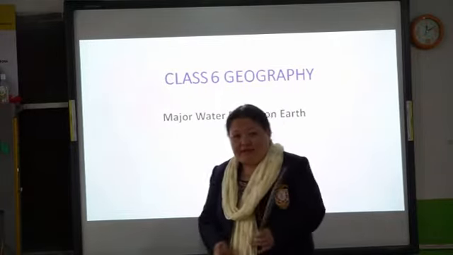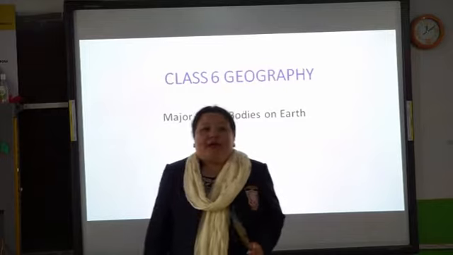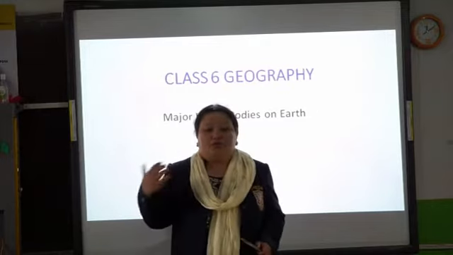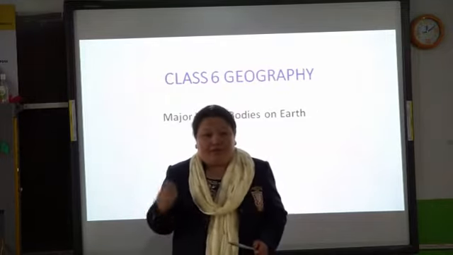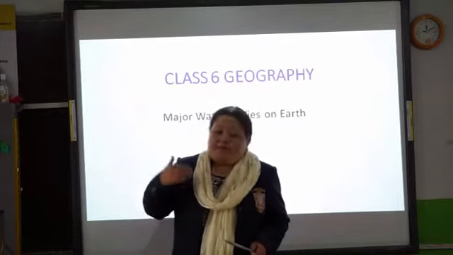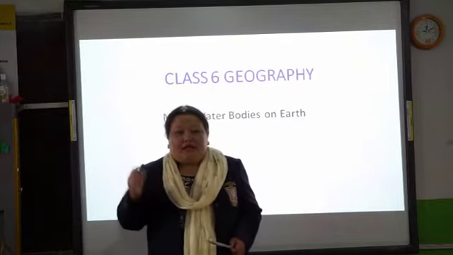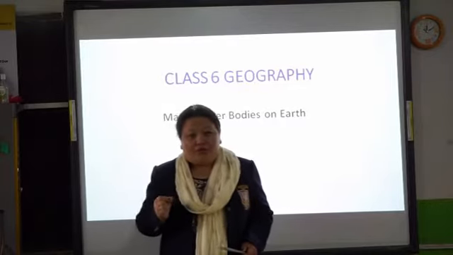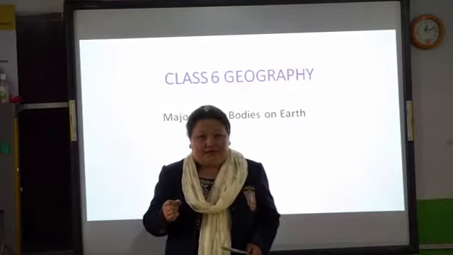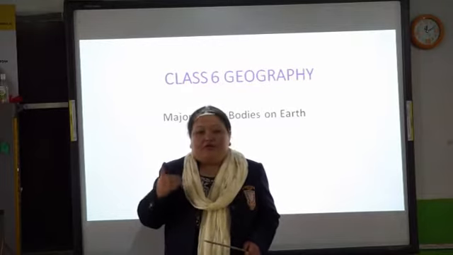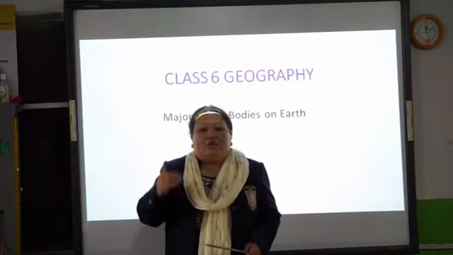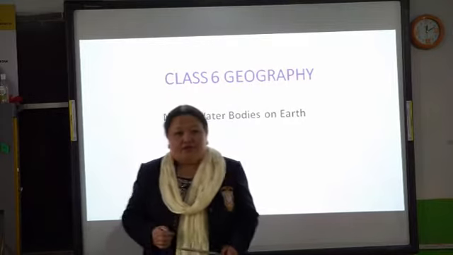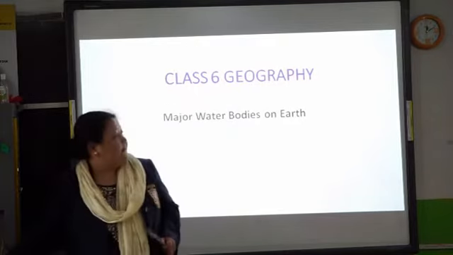Bodies on the earth. So in the last class we had a look at the different oceans which were found on the surface of the earth. But besides the oceans, there are other small water bodies which are found on the surface of the earth. So today we are going to have a look at the other minor water bodies which are found on the surface of the earth.